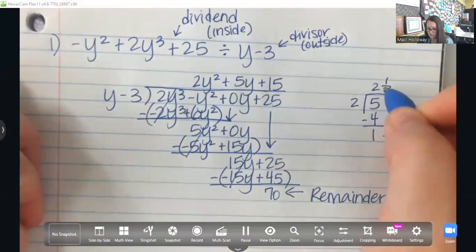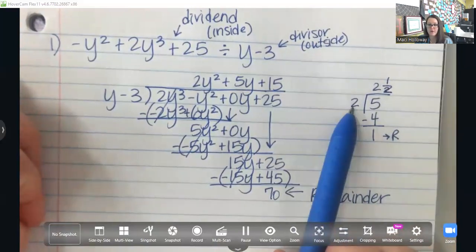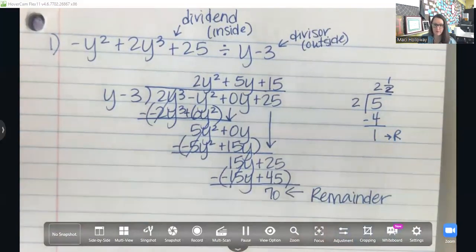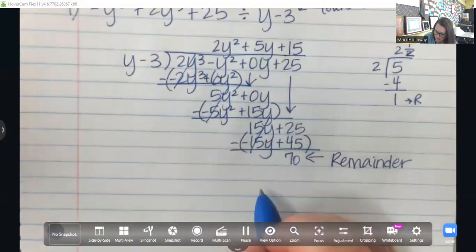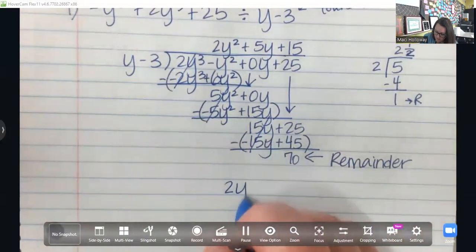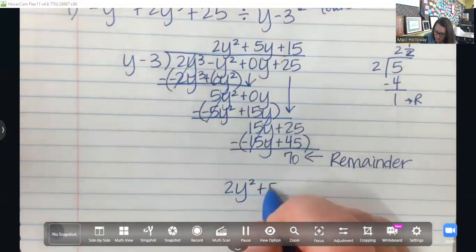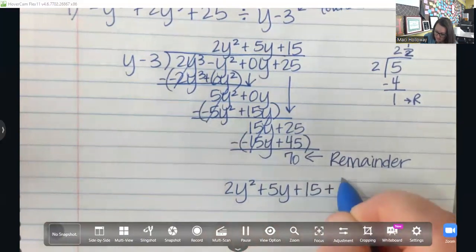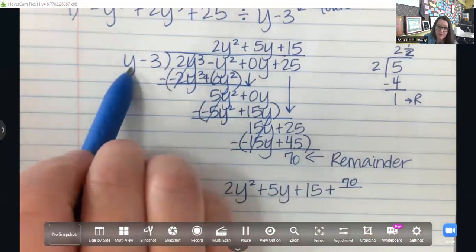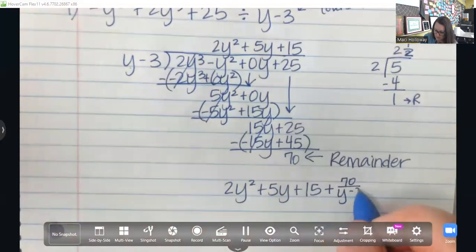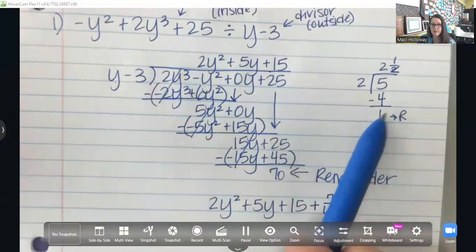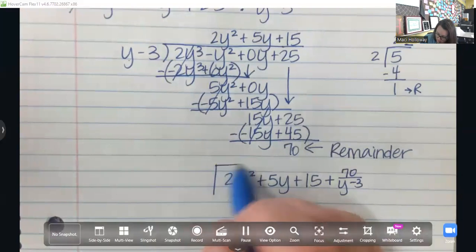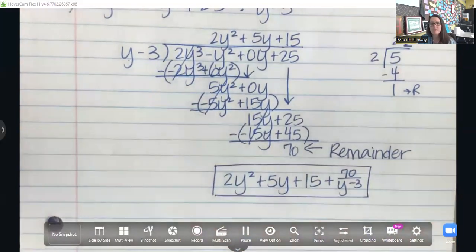This is our remainder, and the way that we write it is a fraction. And you already know this just by looking at it, 5 divided by 2 is 2.5, right? Because 2 does not divide evenly into 5. So the way that we write this answer is 2y squared plus 5y plus 15 plus 70 over my divisor, y minus 3. So just relate it back to our 2.5, 1 divided by 2. That's how we get that fraction over here. So we're going to box this up as our answer, and we're going to move on.